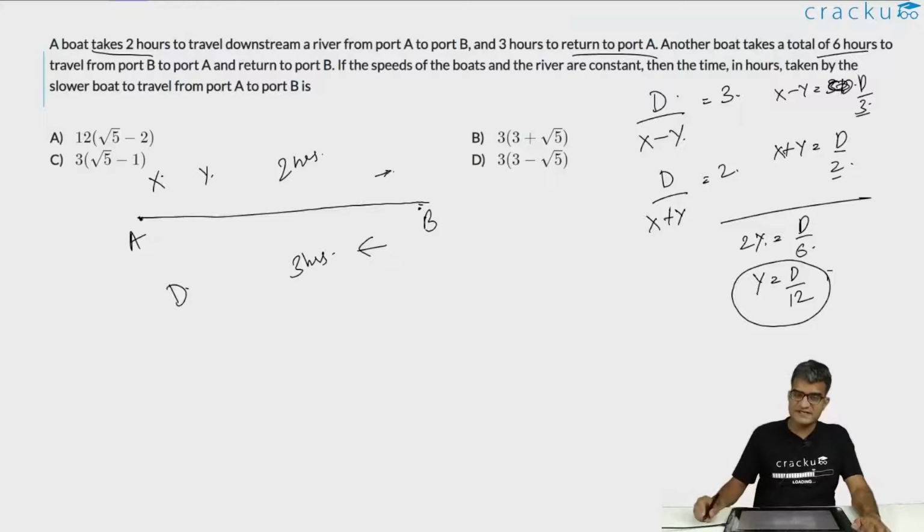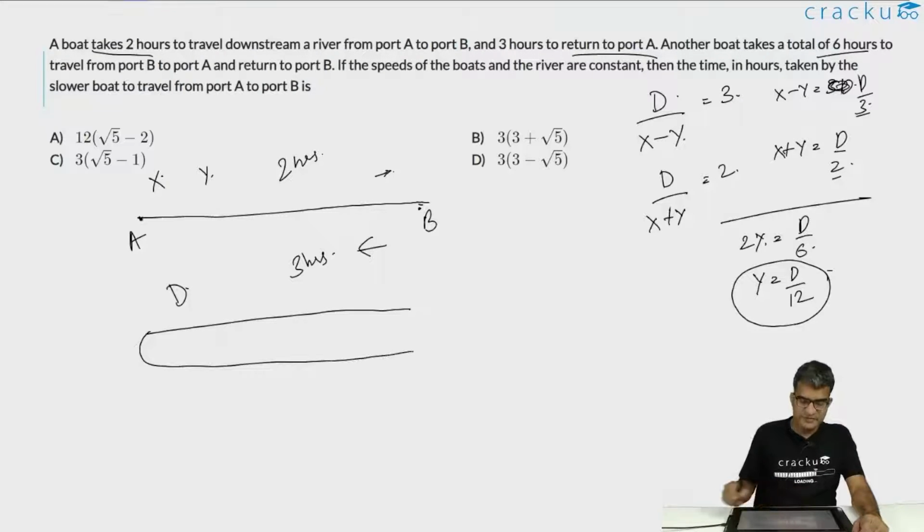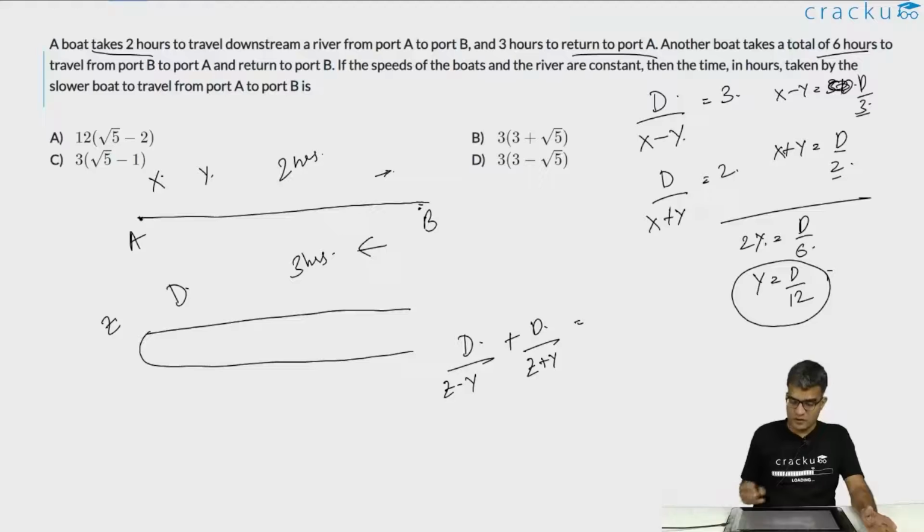Now we are told that there is another boat. This takes a total of 6 hours to go from B to A. This is upstream, and then come back from A to B. So the total time it has taken is 6 hours. Let us assume that the speed of this boat is, say, Z. So what we have is D divided by Z minus Y plus D divided by Z plus Y is equal to 6.